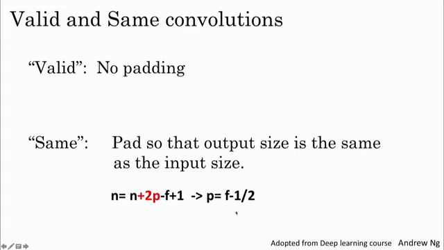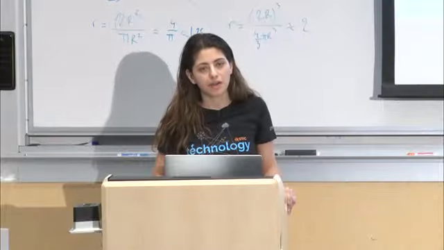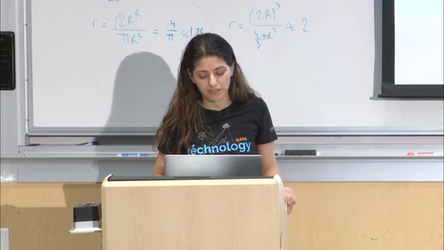This might explain why in many cases people suggest using an odd number for the size of the filter, because you want to decrease by 1 and then divide by 2.